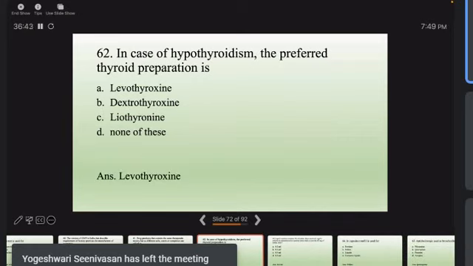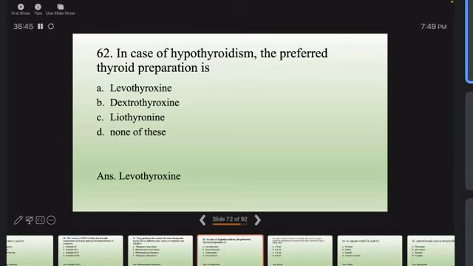For hypothyroidism, it's very simple. Most drugs will be ending with thyroxine. So carbimazole, methimazole and all will be for hyperthyroidism.